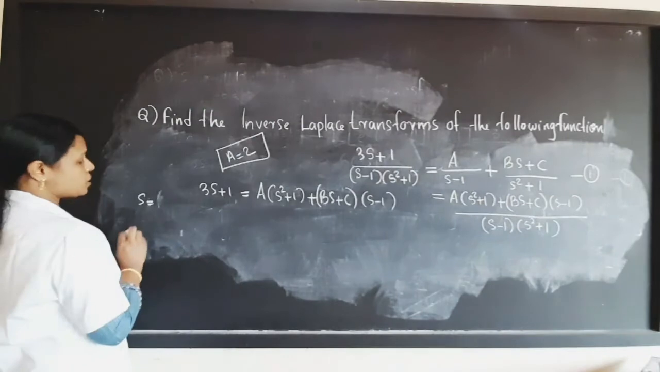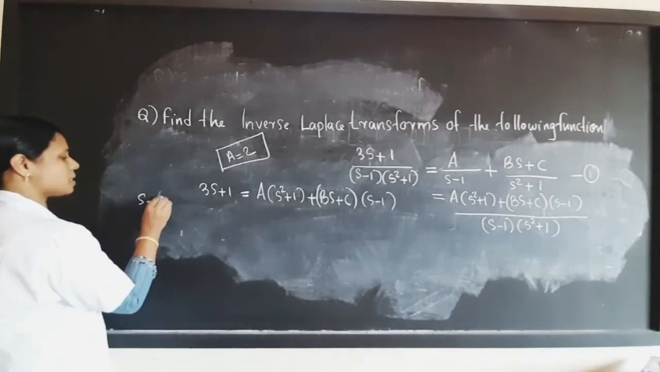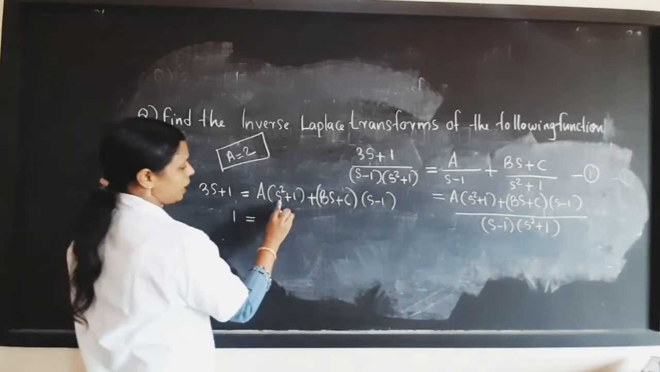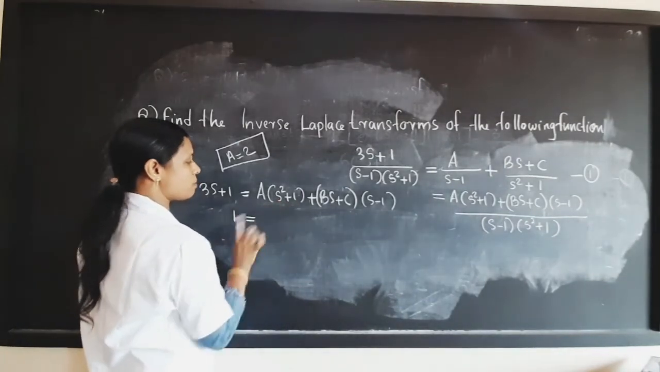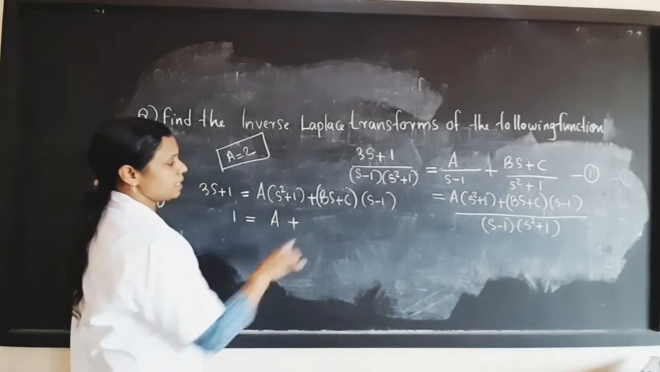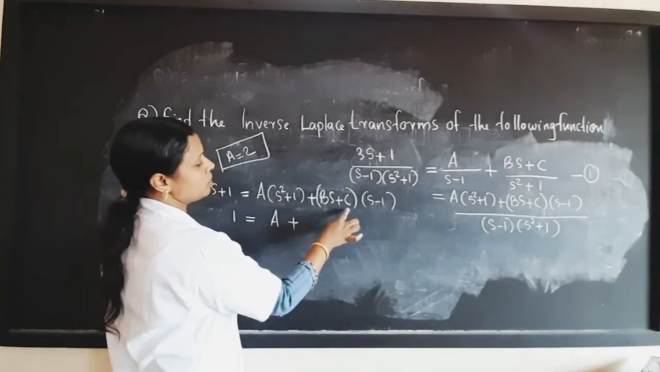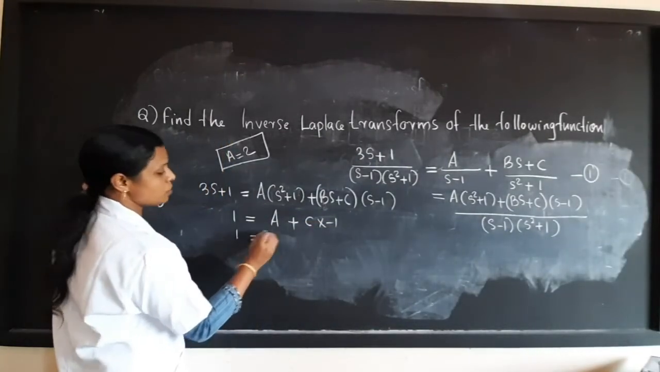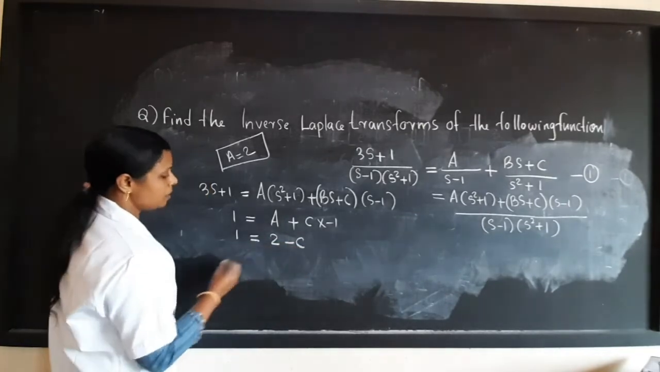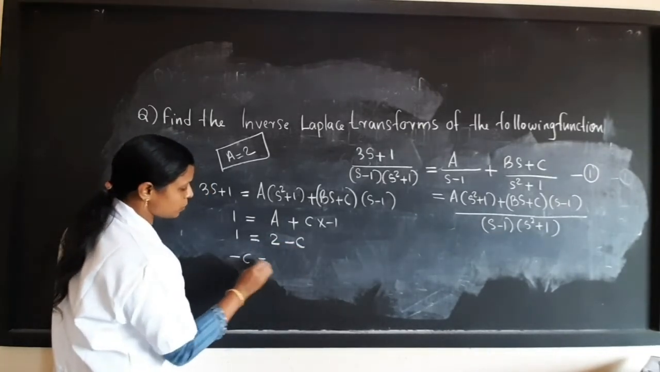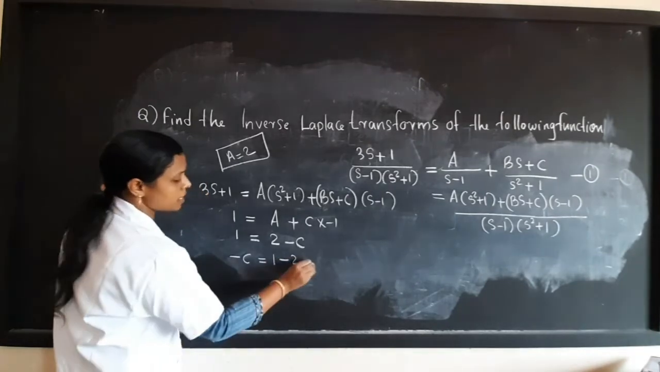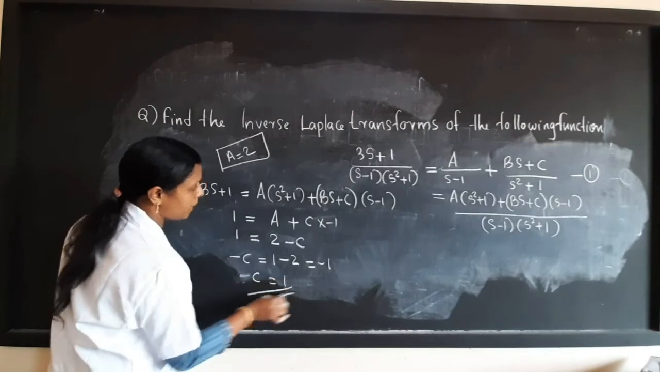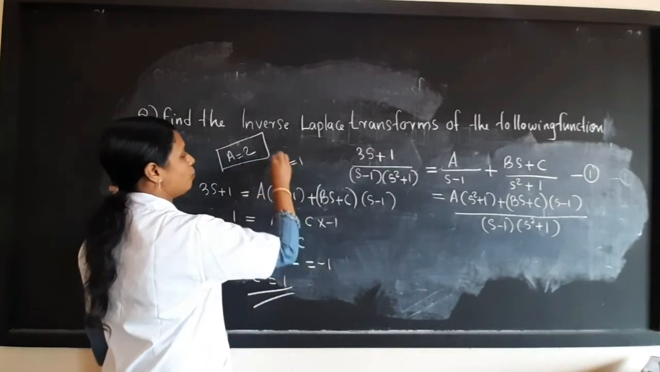We get A = 2. Next we put s = 0 in this equation. We get 3 into 0, that is 0 + 1 = A into (0² + 1), that is A, plus B into s, where s is 0, so B becomes 0, plus C into (−1). So 1 = A, that is 2, minus C. That is, −C = 1 − 2 = −1. We get C = 1.